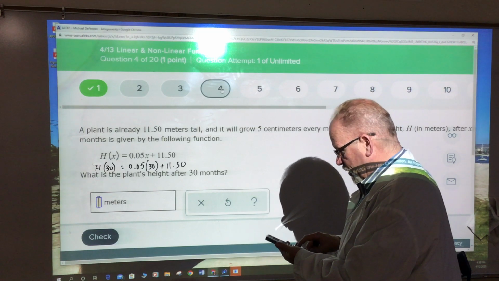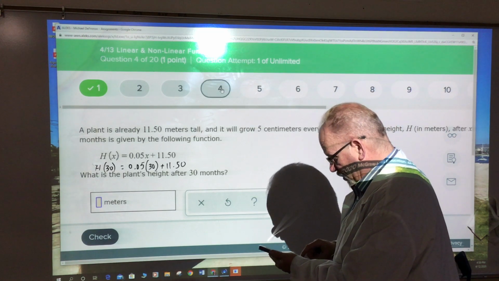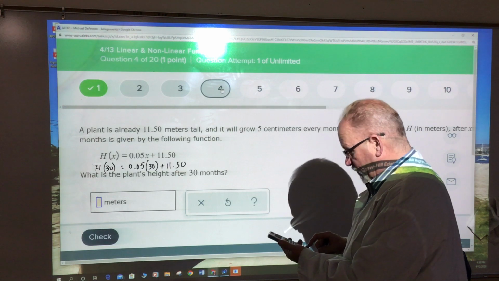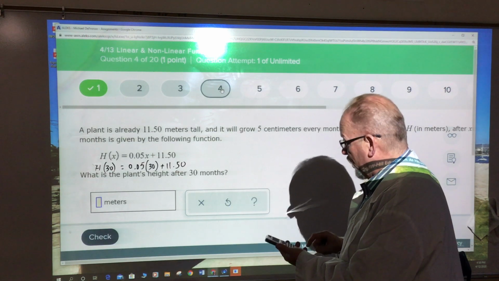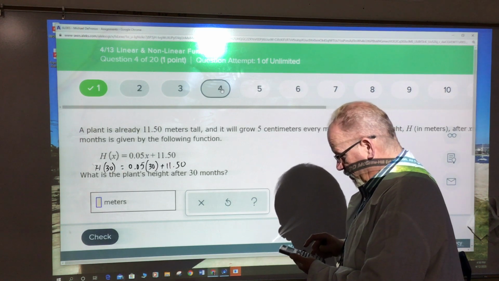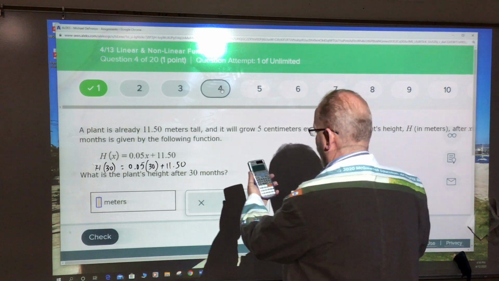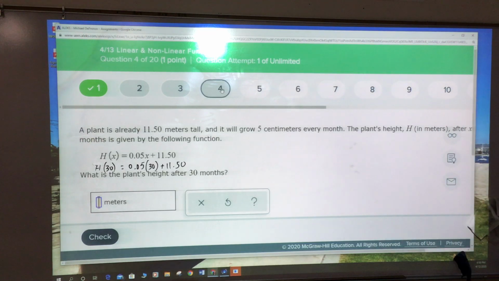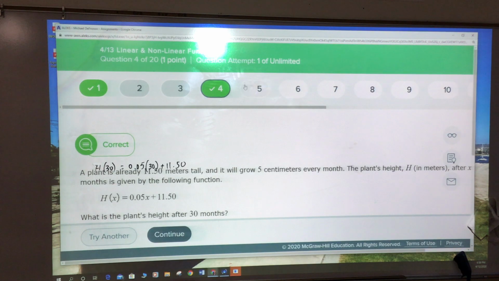0.05 times 30 plus 1150. Is that 13? It is 13. 13 meters tall. Correctamundo.